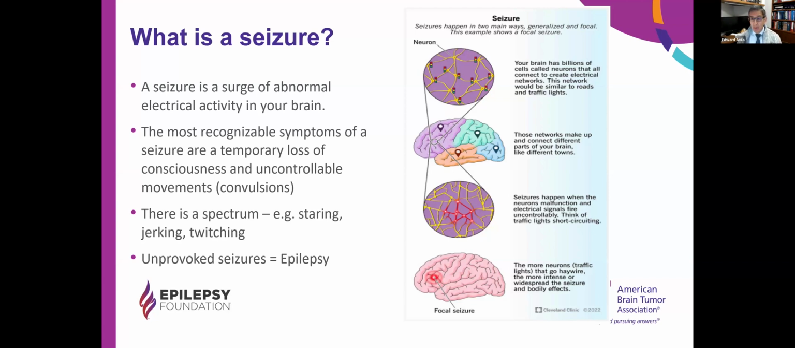Epilepsy is an unprovoked seizure. Generally, we think of epilepsy as more than one seizure, but sometimes, depending on the reason, if you have a seizure and you have a brain tumor, you fall into the category of somebody with epilepsy, because your risk of having future seizures because of a brain tumor remains high, and you carry a diagnosis of epilepsy.